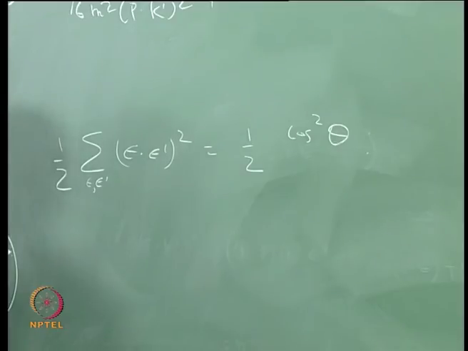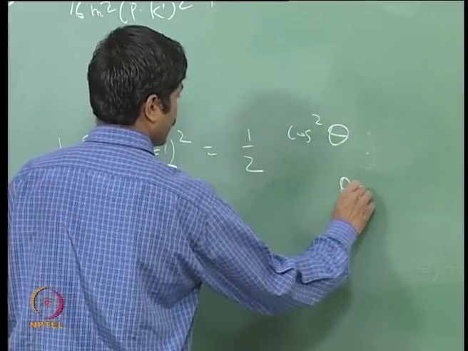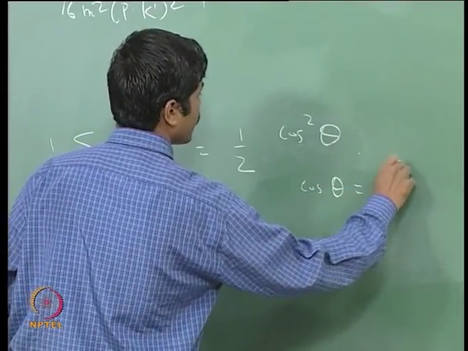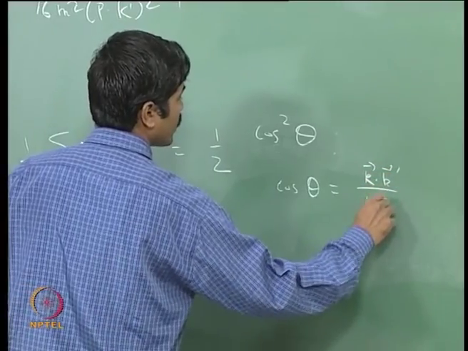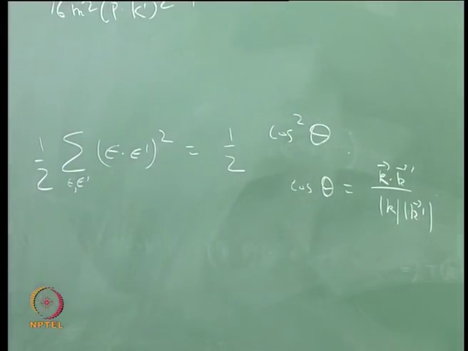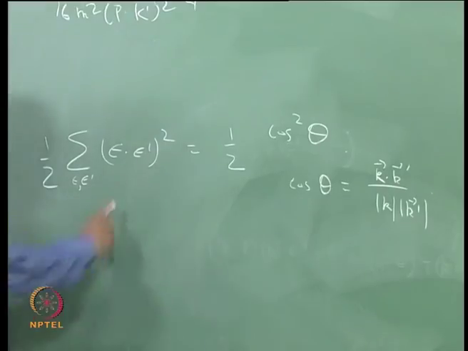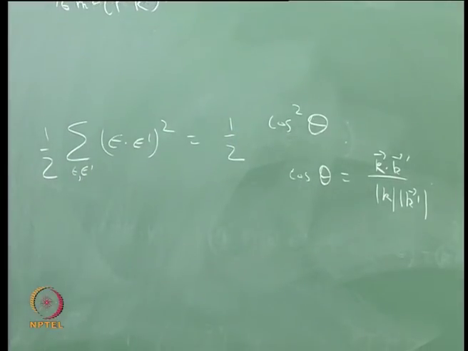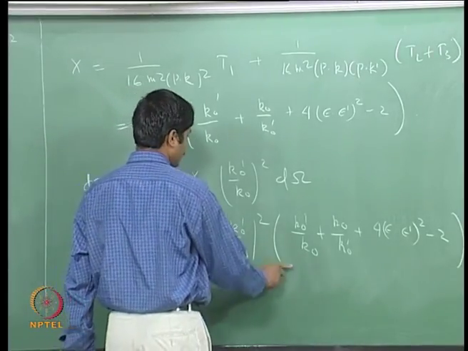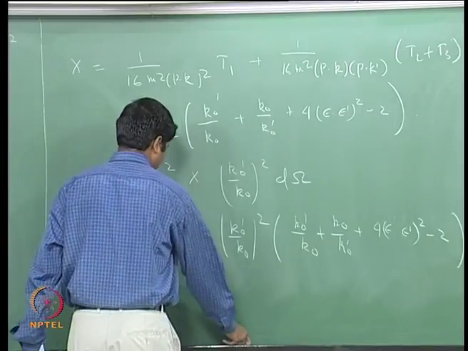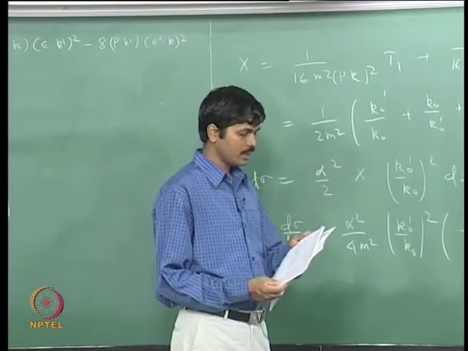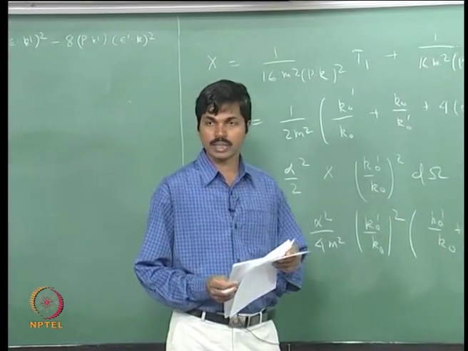where theta is the angle, cos theta is k dot k prime divided by mod k mod k prime. It is the angle between the initial and the final photon. You can show this and you can substitute it in the expression for the differential scattering cross section and find the scattering cross section when the electron as well as the photon are unpolarized. All right.